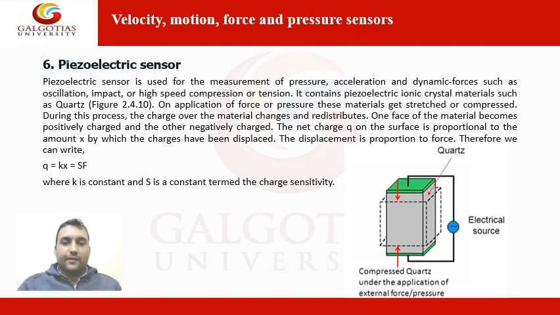During this process, the charge in the material changes and redistributes. One face of the material becomes positively charged, the other negatively charged. The net charge Q on the surface is proportional to the amount X by which the charges have been displaced. So in this case, the force or pressure is measured using this change in charge on the quartz. The displacement is proportional to force. Therefore, we can write Q is equal to K into X is equal to S into F, where K is a constant and S is a constant term known as charge sensitivity.